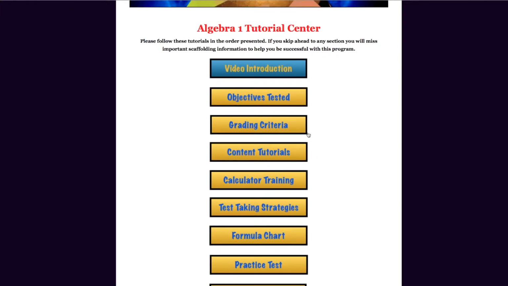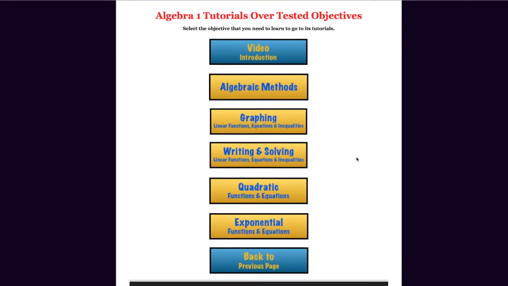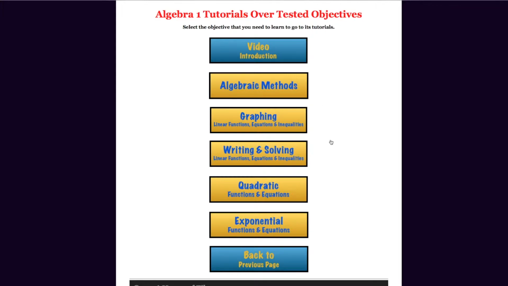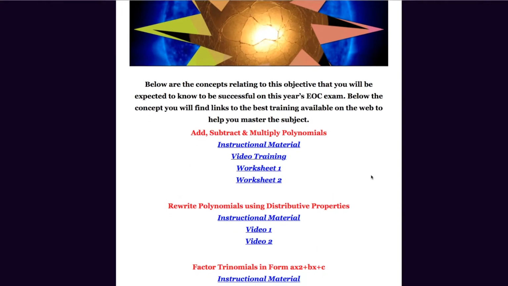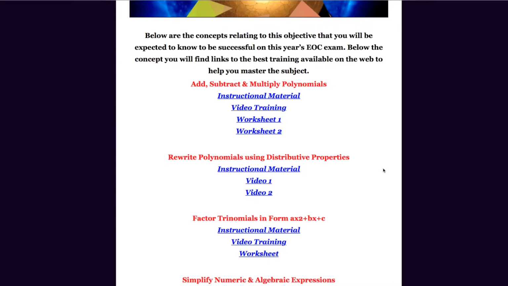Then we have the grading criteria. Content tutorials. Content tutorials, we break it down to the categories. These are the reporting categories that they actually grade over. And then if you go to each category, we have it broken down again to the sub-objectives that they're going to be grading. And as you can see, we have links to instructional material, to video trainings, and we also give you worksheets that you can practice on after you have learned the stuff.